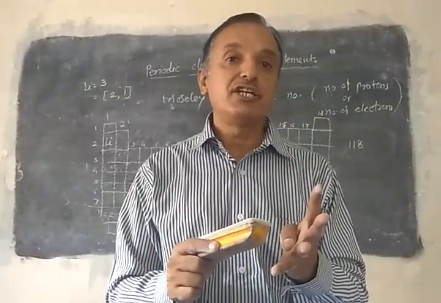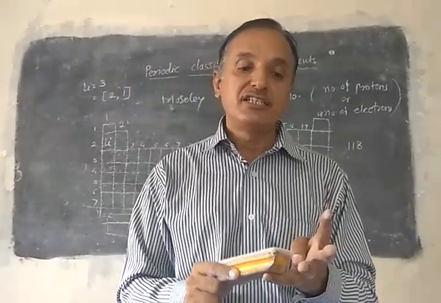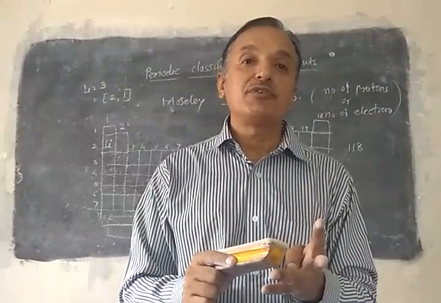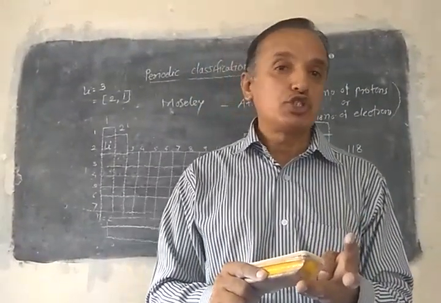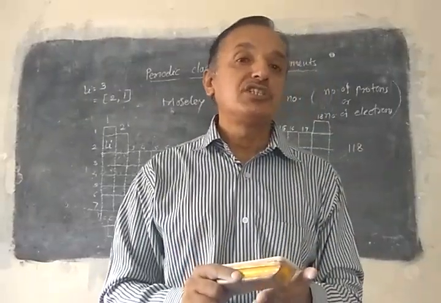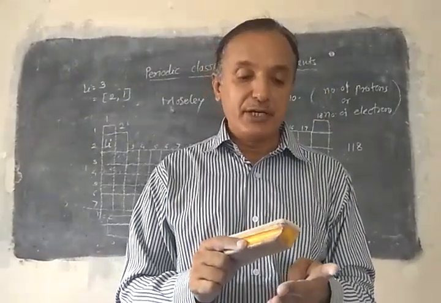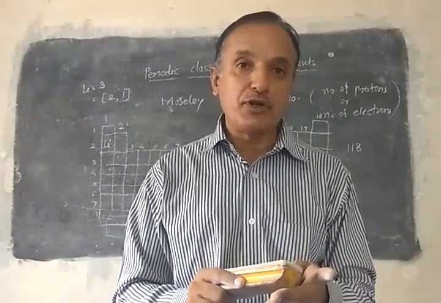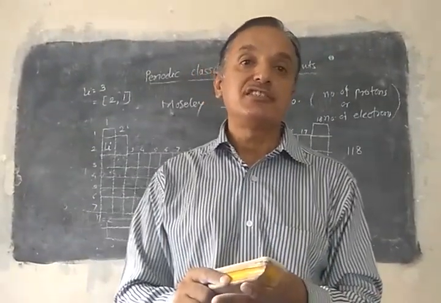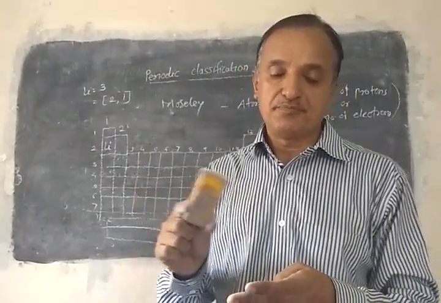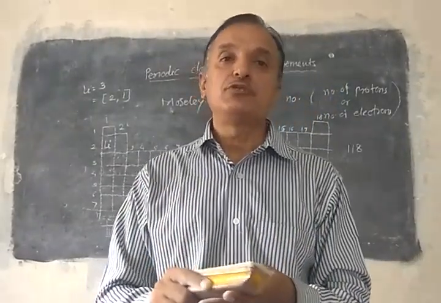First question: write a short note on Dobereiner's triads. Second question: write a short note on Newland's octaves of music. Third question: write the merits of Mendeleev's periodic table, and the fourth question is the demerits of Mendeleev's periodic table.